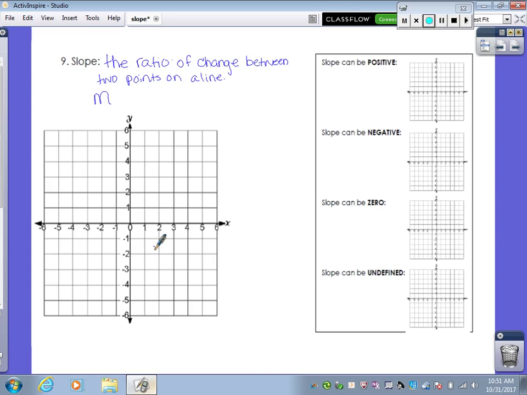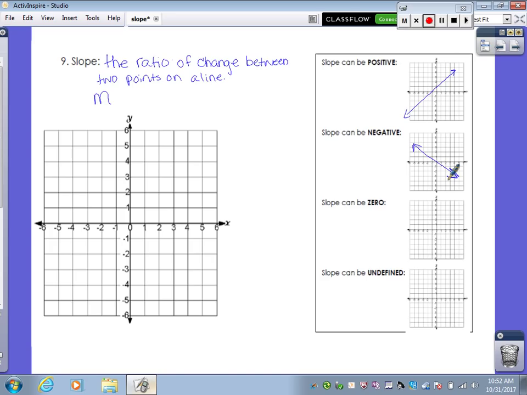You have all different kinds of slope. You can have a positive slope, negative, 0, or undefined. And what I'm going to do now is just briefly show you what each would look like, and then we'll go into more detail in a second. But a positive slope just means that it's going up from left to right. Any line going up from left to right is going to have a positive slope. Negative slope just means it's going down. Okay, and just looking at it, it kind of makes sense.